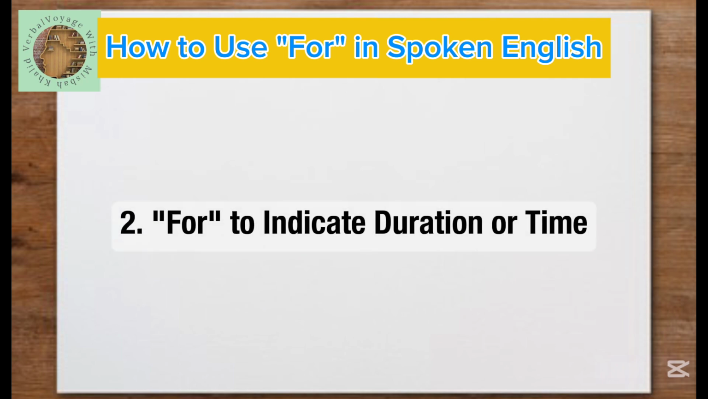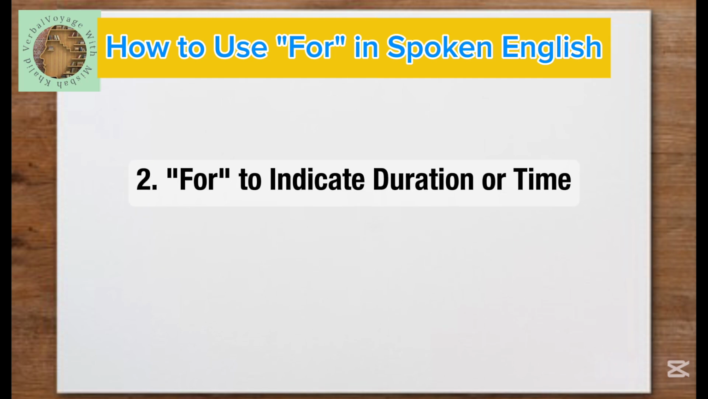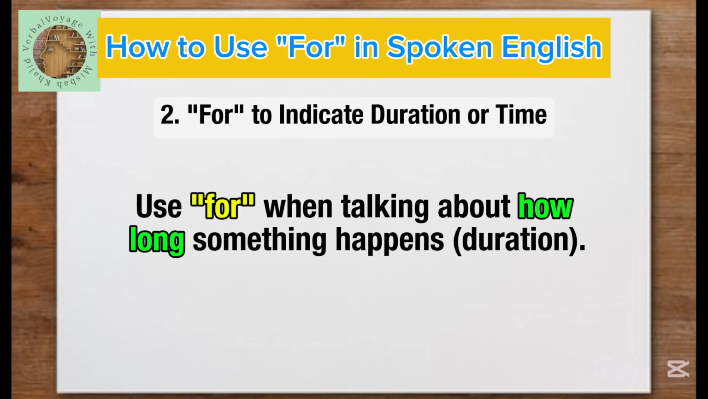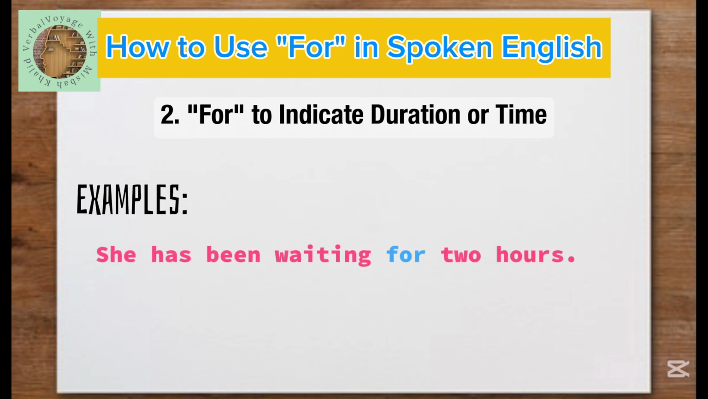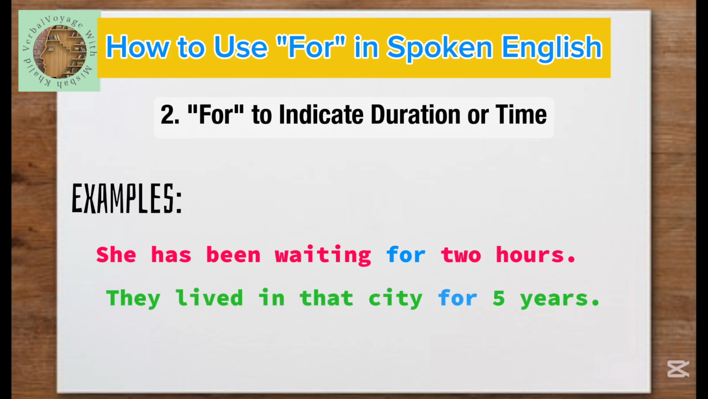Second one is "for" to indicate duration or time. Use "for" when talking about how long something happens. For example, she has been waiting for 2 hours. In this sentence, the duration of her waiting is 2 hours. They lived in that city for 5 years. In this sentence, the duration of living was 5 years.